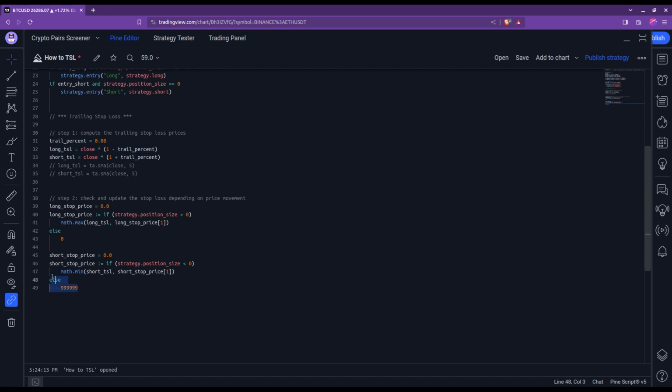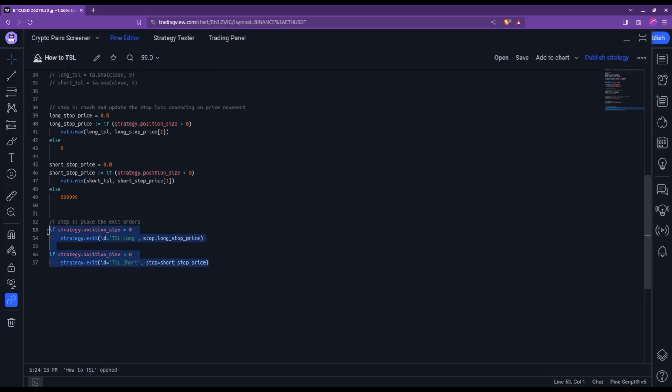And again, the same for the short, but the logic is reversed. At a given candle, if the short is open, then the previous candle was by definition this number here, thanks to the else. Therefore, this math min will be bound to pick the short TSL, which will be given by our strategy, because naturally this will be smaller than this value. That wasn't too hard, right?